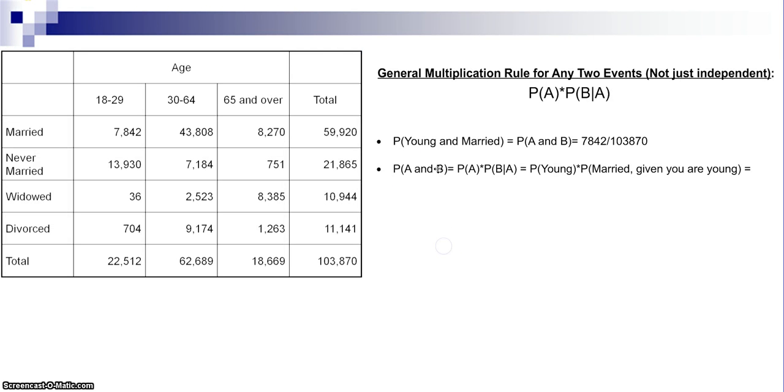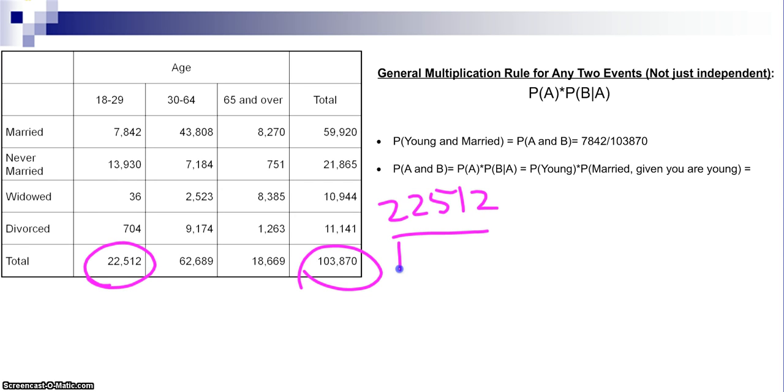Alright, so let's take a look at that here. The probability of being young and married is 7,842 over 103,870. What is the probability of A and B? Okay, so it's the probability of being young and the probability of being married given that you are young. So the probability of being young is going to be 22,512 over 103,870. And we're going to multiply that by the probability of married given young.